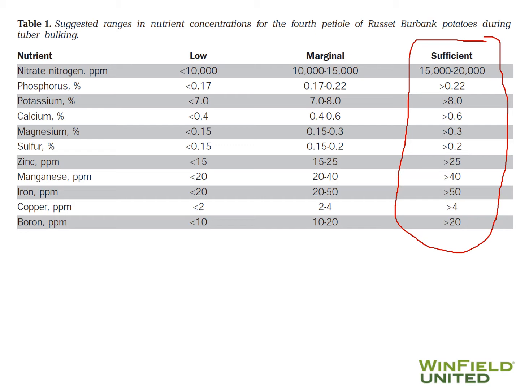So it's important that we collect the same tissue so that we can compare it to the data that's already been done, and we can look at the sufficiency ranges or the critical nutrient ranges to help us keep it in that optimal level for getting good yield and quality.